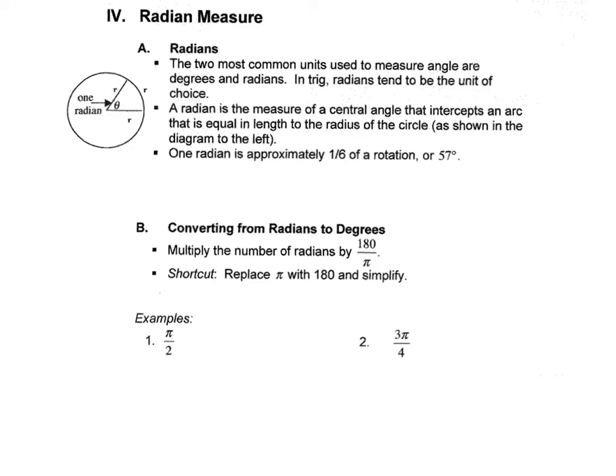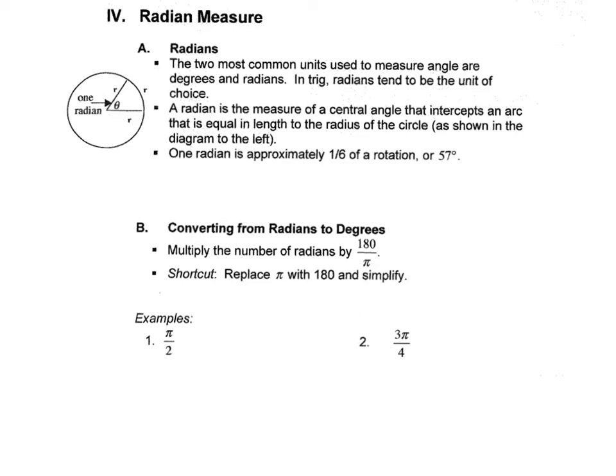The two most common units used to measure angles are degrees and radians. In trig, radians tends to be the unit of choice. A radian is the measure of the central angle that intercepts an arc that is equal in length to the radius of a circle, as shown in the diagram to the left. 1 radian is approximately 1/6 of a rotation, or 57 degrees.